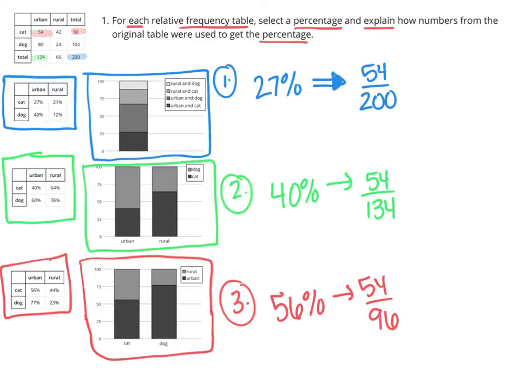You could have had other answers that would have been correct as well, because we were just supposed to share one of the percentages. So I chose in the first frequency table the 27%, and in the second one I chose the 40%, and the last one I chose that 56%. So you can see the titles that I'm looking at.